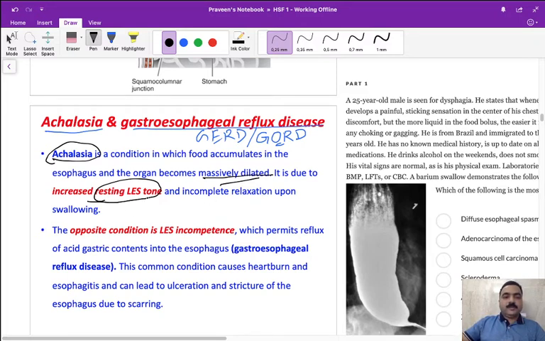The contraction is caused by which neurotransmitter? The acetylcholine neurotransmitter. These are smooth muscles, and acetylcholine acts through the muscarinic receptor. The muscarinic receptor helps to contract. The contraction is caused by acetylcholine.